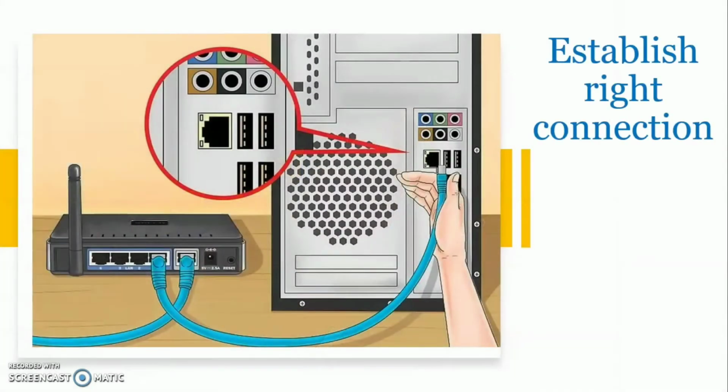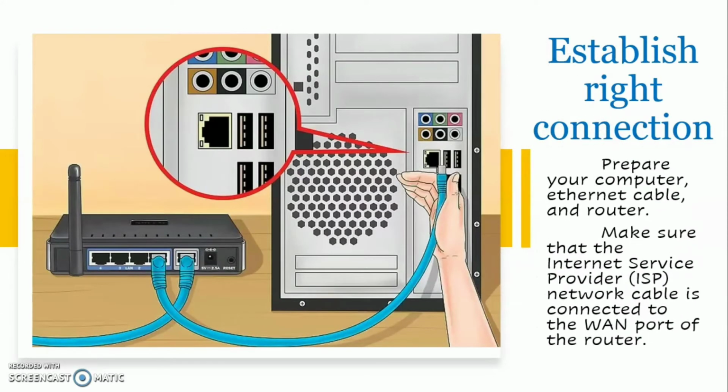The third step is to establish the right connection. Prepare your computer, Ethernet cable, and router. Make sure that the Internet Service Provider network cable is connected to the WAN port of the router.